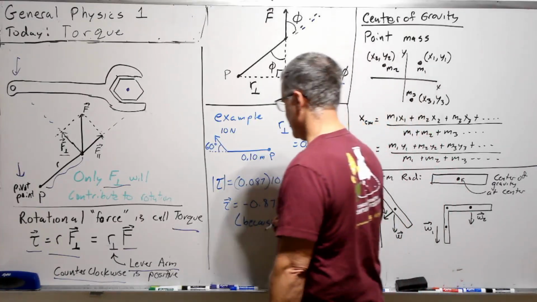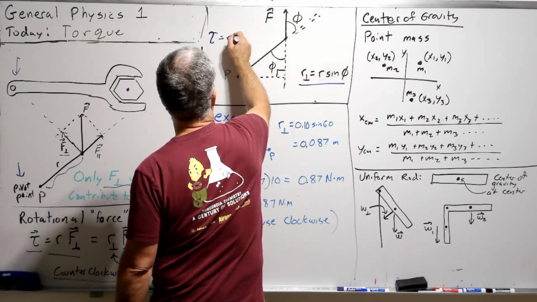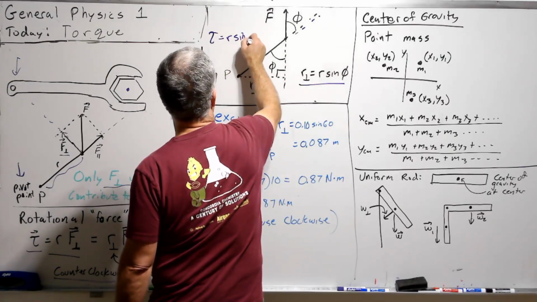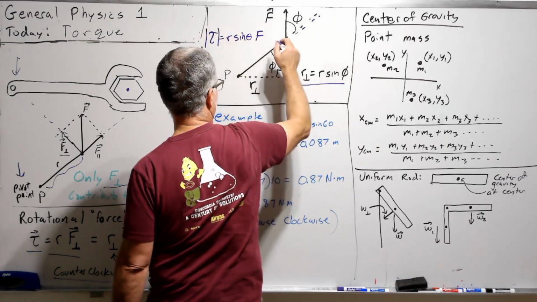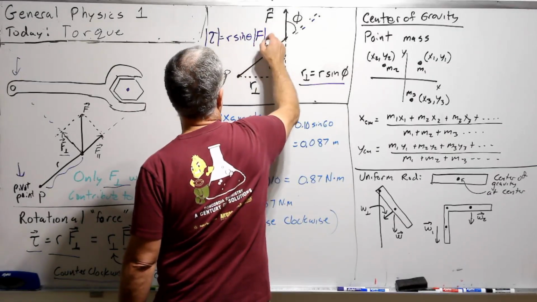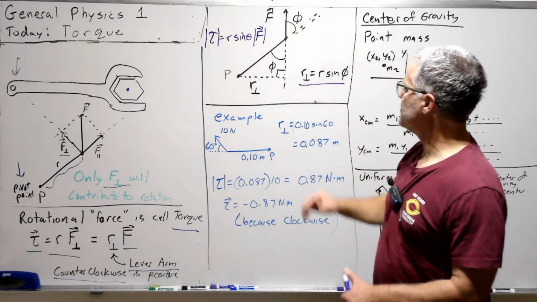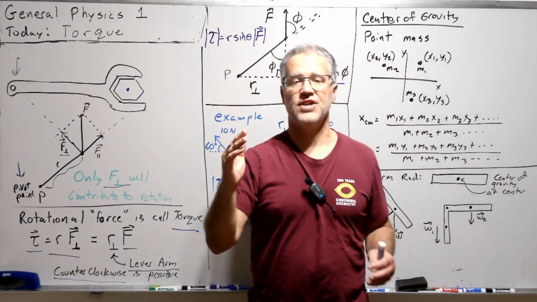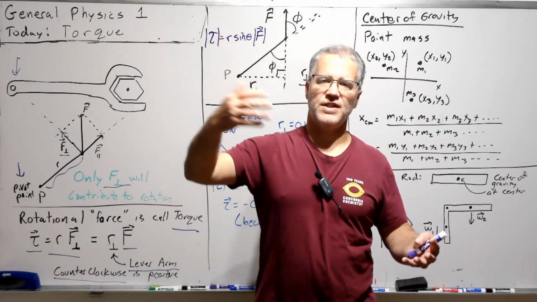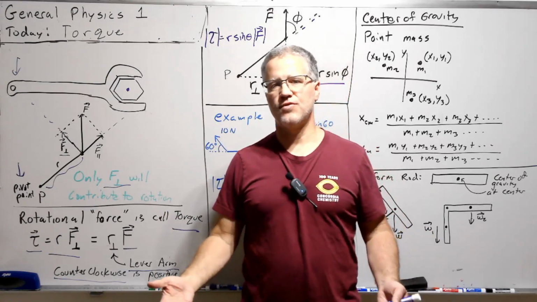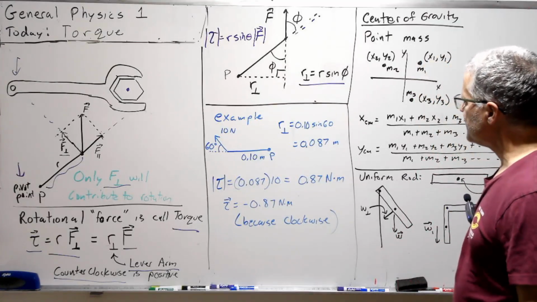So torque, let's write it up here. Torque is going to be equal to r sine theta, then the total force. So this is the magnitude of the torque, and that's the magnitude of the force there. And then we have to decide which direction it is going. So if the torque is going to move it in the counterclockwise direction, then the direction is positive. The clockwise direction will be negative.